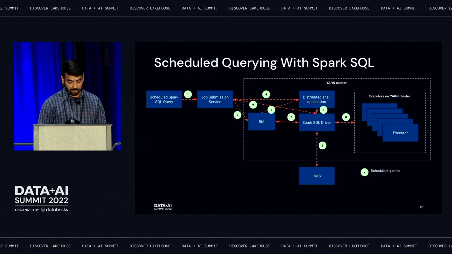So in this architecture diagram, if you see, we are talking about two container allocations. When the job submission service needs to run a distributed shell application, it has to wait for a container to be allocated before it can start running the distributed shell application. So that's the first allocation. When the Spark CLI starts up, it needs another container for it to be able to run the Spark SQL driver. That's the second container allocation.